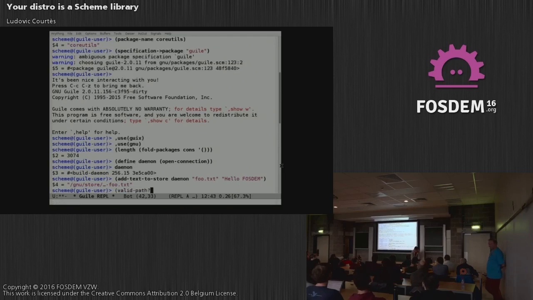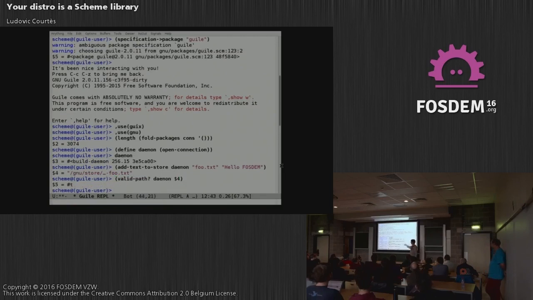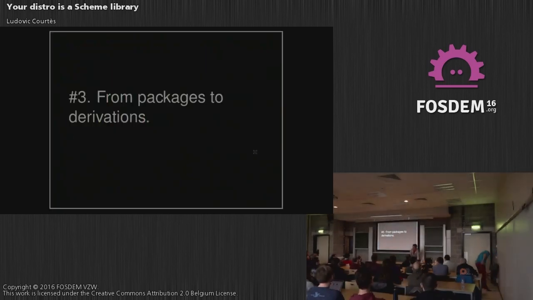So I'm not going to go into details. There are many RPCs I can ask the daemon, for example, is this a valid file in the store? And it's going to tell me if it's valid or not. That kind of stuff. Yeah, so that's basically one of the main ideas.